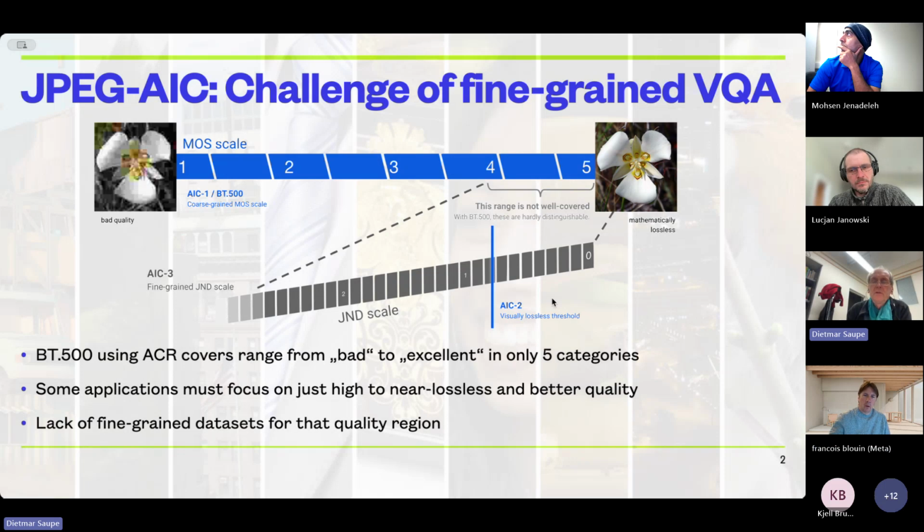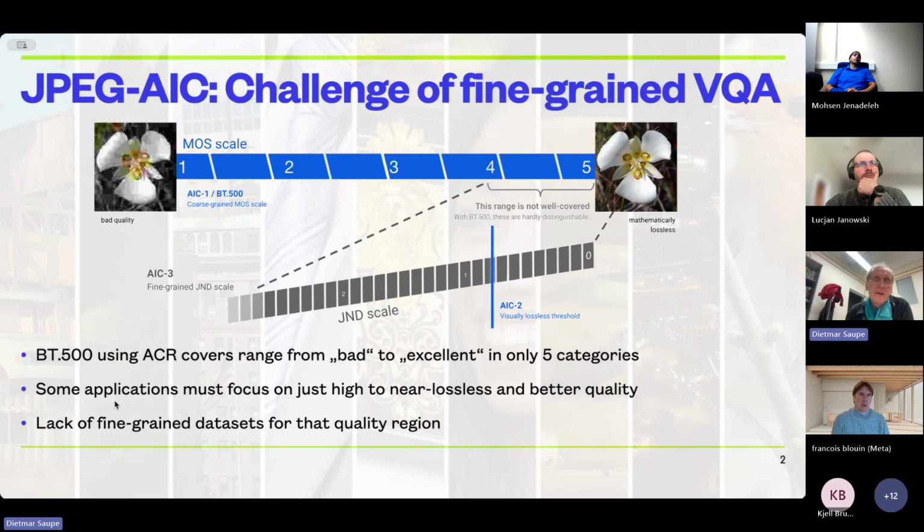And so the third activity of JPEG ASC is to define subjective testing methodologies that would work well in this range, and give us a highly fine-grained quality scale in the assessment that's very precise. So this is our job. And then in ASC4, we will look further and try to establish an objective quality assessment that would give us the same results in a predictive fashion.